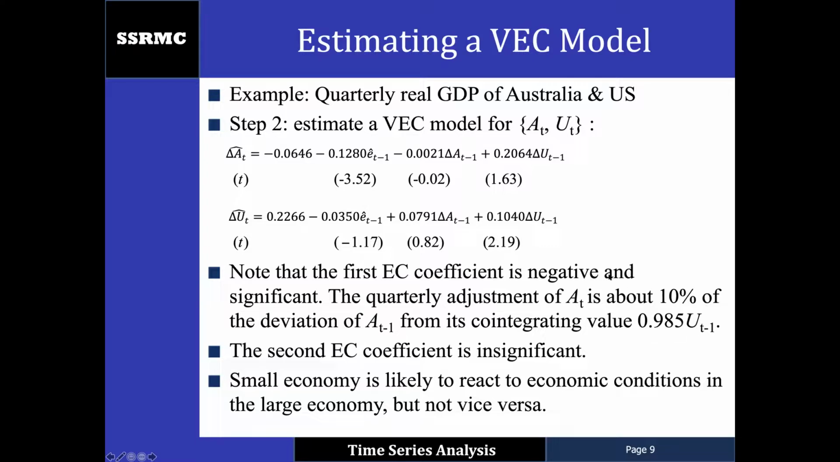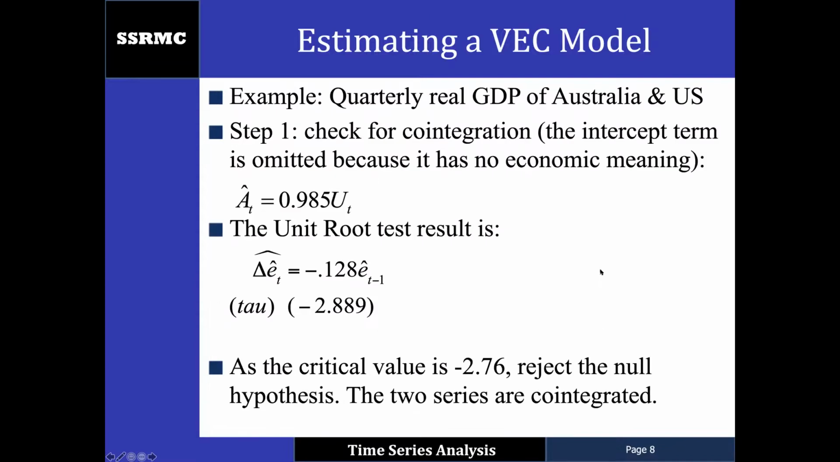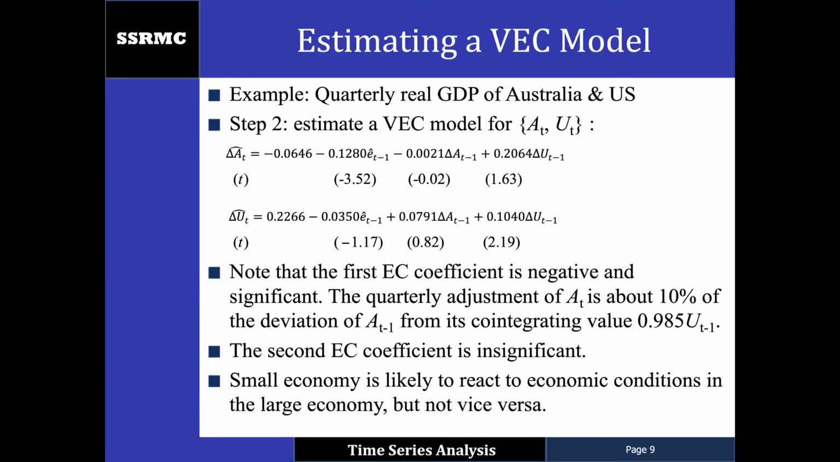0.985 u_{t-1}. So that is actually from the model that we estimate over here. So this is a long-term relationship. In the long run, Australia's quarterly GDP is about 98.5% of the size of the United States one. But in the short run, from time to time, there will be some deviation from this long-term relationship. And the system, or Australia's economy, will adjust by about 12.8% each quarter in order to get back to that long-term equilibrium.